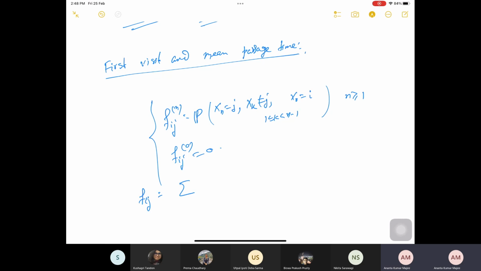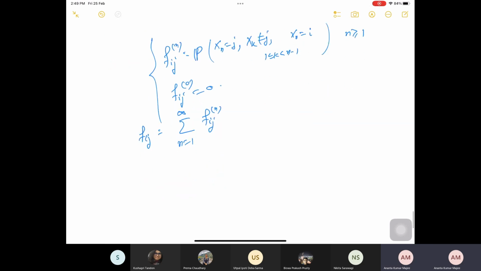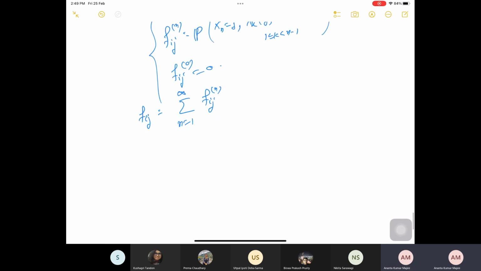So that means summation over n equal to 1 to infinity f_ij(n), because f_ij(0) is equal to 0. So f_ij is nothing but the probability of ever making a transition into state j, given that you start with state i, meaning X0 is equal to i, and you visit state j for the first time at step n, and f_ij is the summation over this part. Okay. So now the question is, is there any relation?